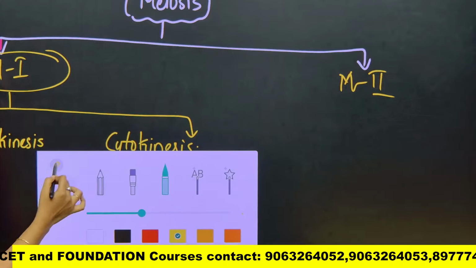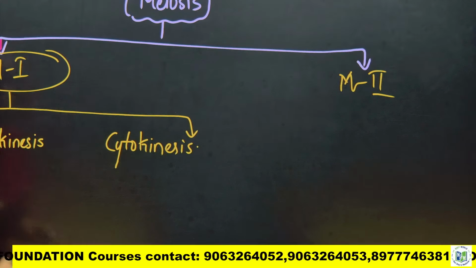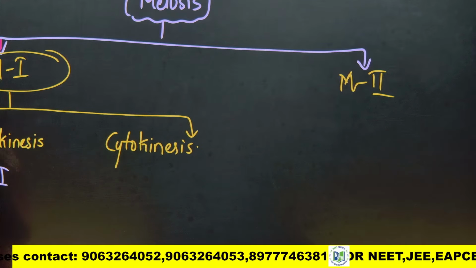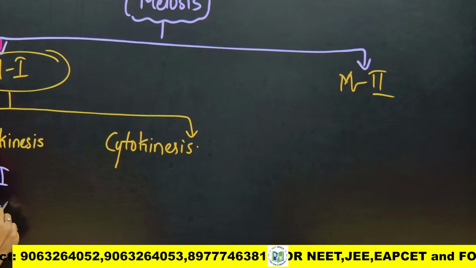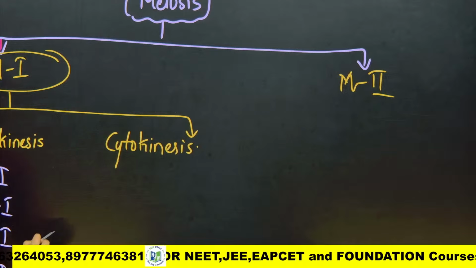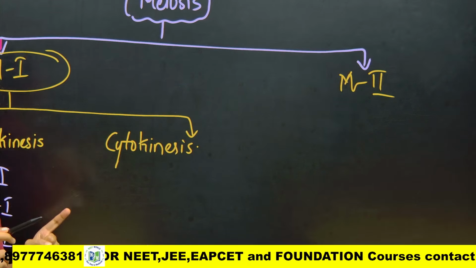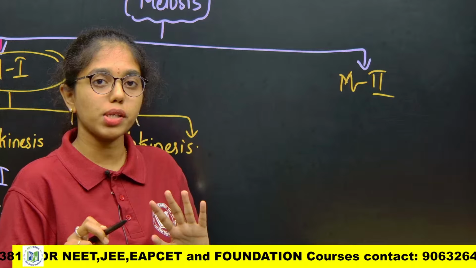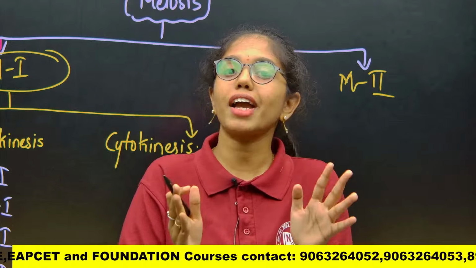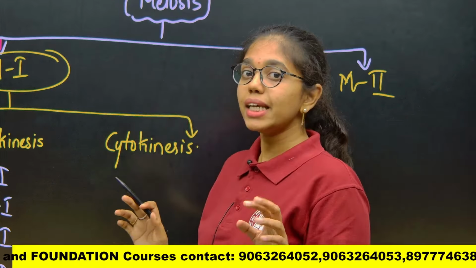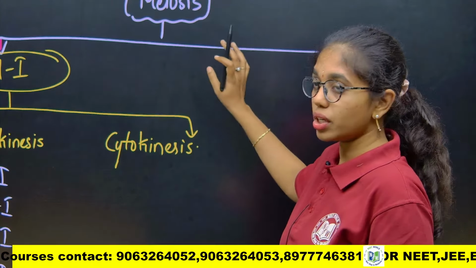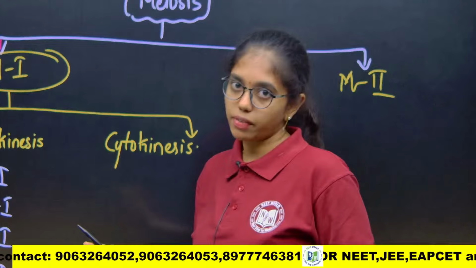Karyokinesis, as we all know, is divided into 4 phases. As it is meiosis 1, we have Prophase 1, Metaphase 1, Anaphase 1 and Telophase 1. The most important segment here is the 5 substages of Prophase 1. In every alternate year of NEET, there is a definite question on these 5 substages. Mostly if you look into the previous questions, from meiosis the question is from Prophase 1 of these 5 substages only.